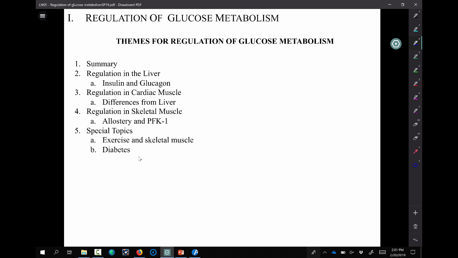Okay, so lecture 5, we are not leaving the topic of carbohydrate metabolism by any means. We are stepping into kind of a different aspect of it, and that is going to be a discussion on the regulation of glucose metabolism. So let me go ahead and start off by doing this, essentially.